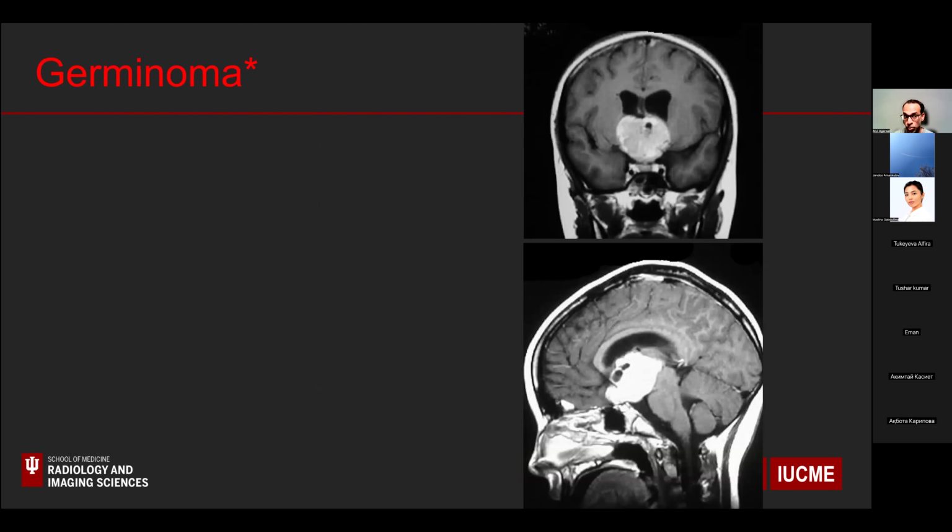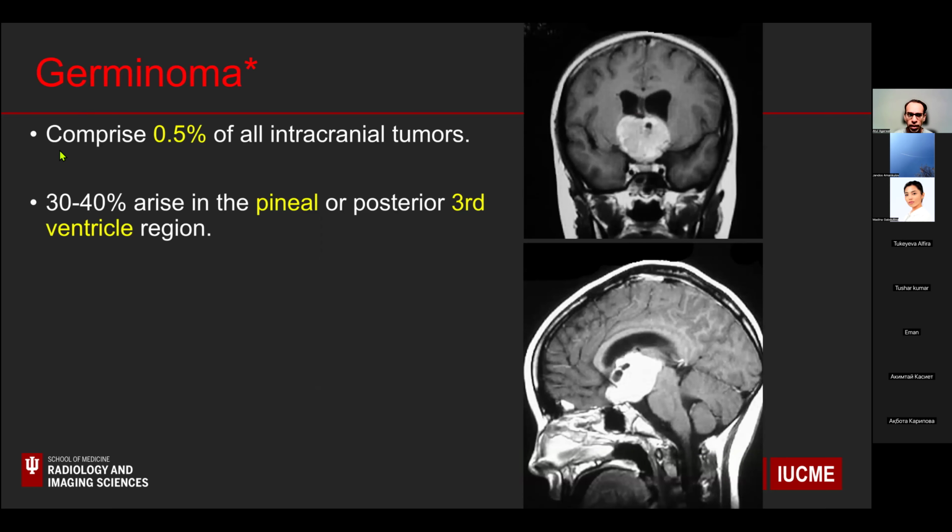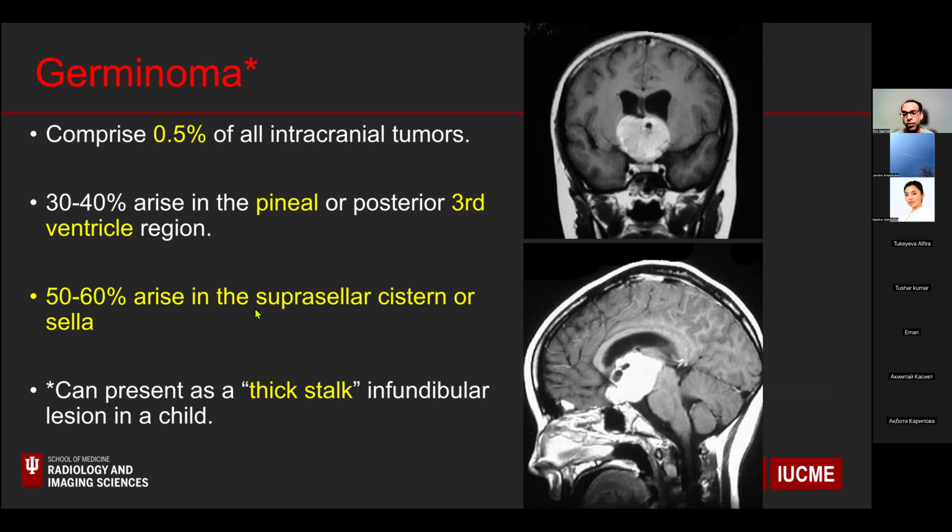This is a germinoma, and this is a very small portion of intracranial tumors. A small portion of these arise from the pineal gland or the posterior third ventricle. A larger portion will be seen in this location that we're discussing, in the suprasellar cistern or sella. And be mindful that germinomas don't have to be these large masses that you see. They can just present as thickening of the infundibular stalk. We'll talk about this in a few slides, but if you see a thickened infundibulum in the right age group, you should definitely suspect a germinoma.